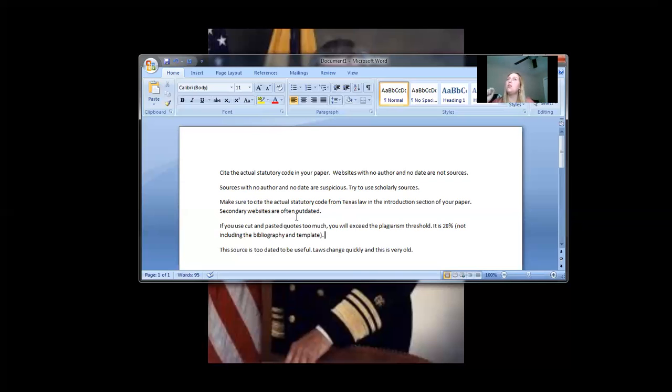I reject papers that are not cited. You need a citation in text and a matching citation in the bibliography. And I reject papers that are too plagiarized. I cannot give you credit for something that you did not do. Cutting and pasting quotes, even if you put quotes around it, you will exceed that 20%. Also, that's plagiarism because it's lazy. I don't want a patchwork of other people's quotes. You've got to tell me what was said in your own words. If you keep cutting and pasting, you will exceed that 20% and I will reject your paper.